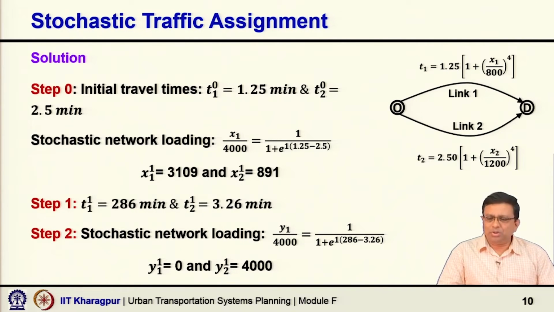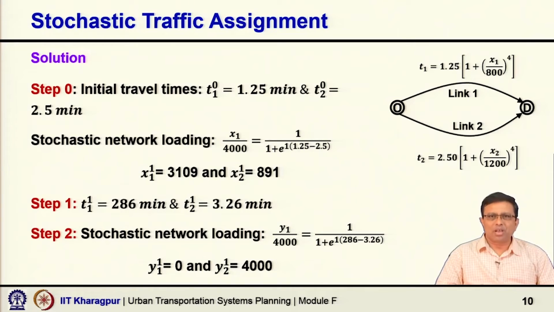So, initialize what we know, the zero flow travel times 1.25 and 2.5. Accordingly, you do the stochastic loading and you find that x1 is 3109, x2 is 891. Then with 3109 as x1 and 891 as x2, we calculate revised travel times T1 and T2 for iteration 1, using the given link cost function, and you find T1 is 2.86 and T2 is 3.26. So, the stochastic loading again is done.